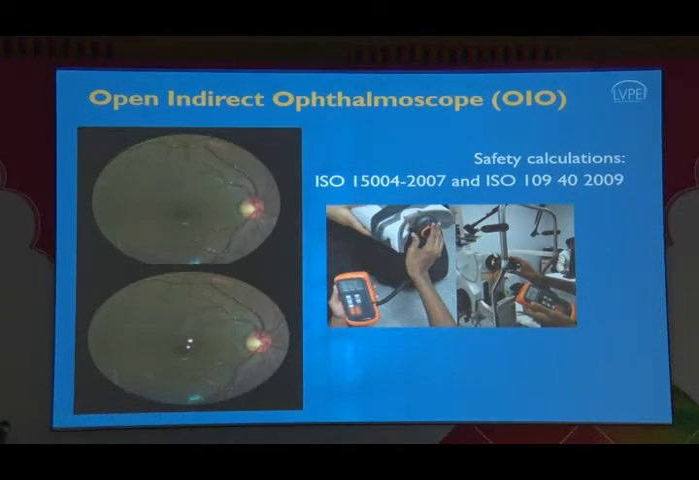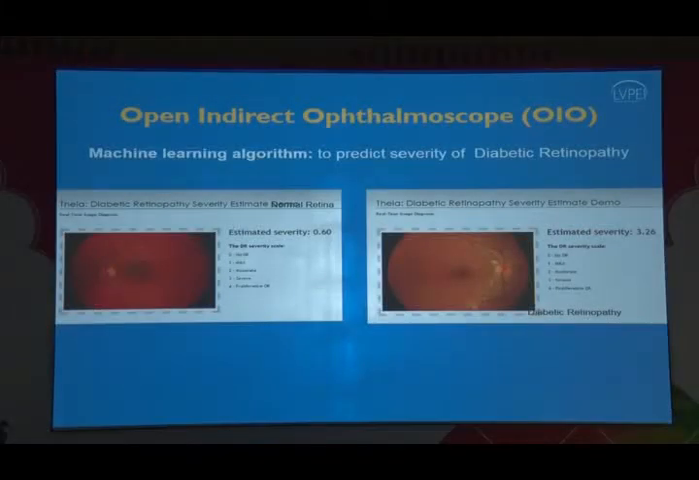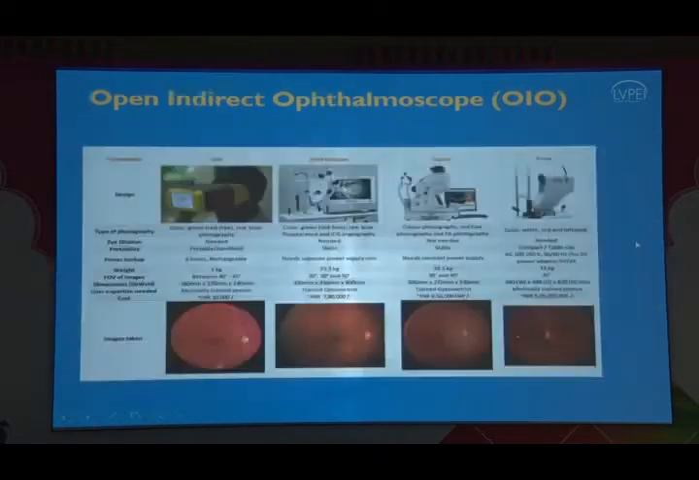Obviously, we keep showing the best case scenarios. We are learning how to get that kind of an image consistently. And some safety calculations have been done and it seems to be compatible. Collaborating with the MIT Media Lab, what we are trying to do is build machine learning algorithms to predict the severity of diabetic retinopathy. So this is the initial analysis where, on a scale of 1 to 4, the estimated severity is 0.6. And in this one with hemorrhages and exudates, the estimated severity is 3.26 on a scale of, once again, 1 to 4.